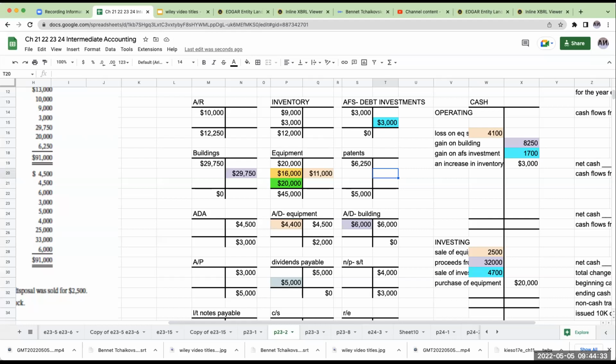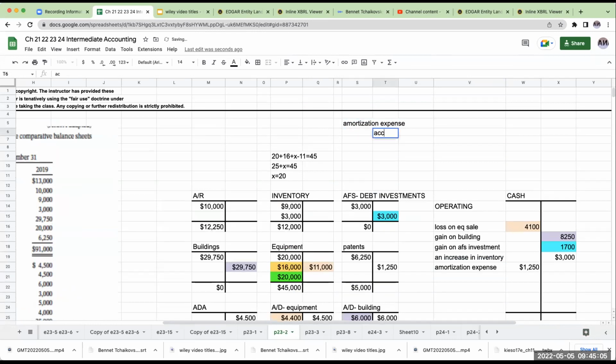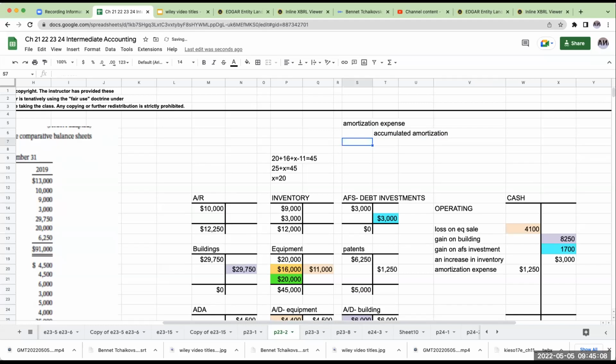Now for patents, this is also another area that is not controversial, but when it comes to patents, I have 2 different options. I can use an account called accumulated amortization on patents, or I can just credit the patent directly for the amortization expense. So right over here, I need a credit for $1,250. So I do the opposite to cash, and this is going to be amortization expense. So with patents, we amortize them. And when we amortize patents, we have 2 options. I can say amortization expense, and I can credit accumulated amortization. That's the way I generally like to do it, just so I can keep track of how much I've amortized my patents by.